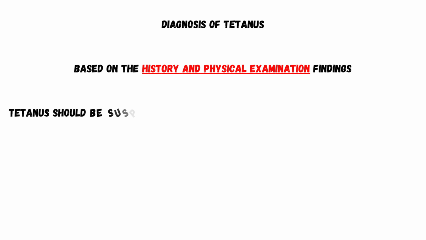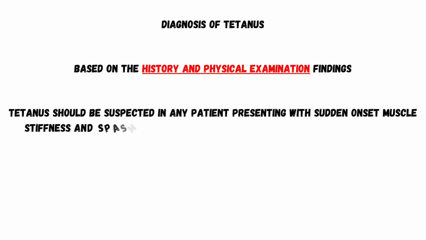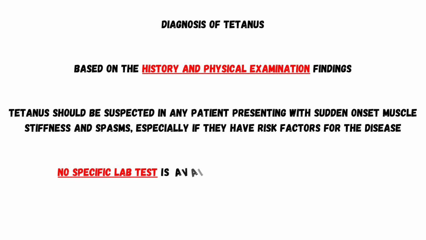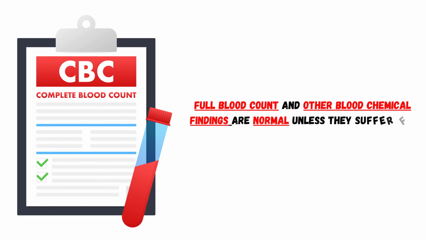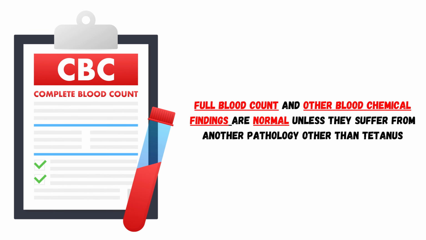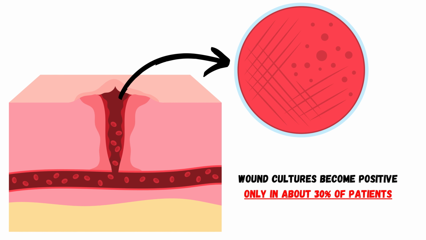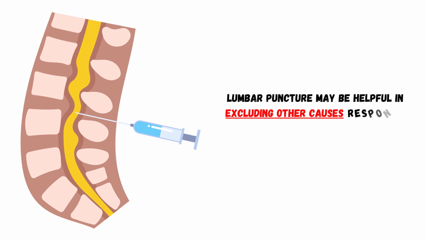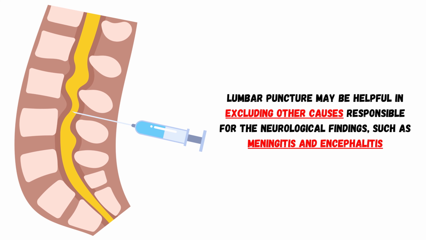The diagnosis of tetanus is based on the history and physical examination findings. Tetanus should be suspected in any patient presenting with sudden onset muscle stiffness and spasms, especially if they have risk factors for the disease. No specific lab test is available for the diagnosis of tetanus. Full blood count and other blood chemical findings are normal unless they suffer from another pathology other than tetanus. Wound cultures become positive only in about 30% of patients. Lumbar puncture may be helpful in excluding other causes responsible for the neurological findings, such as meningitis and encephalitis.